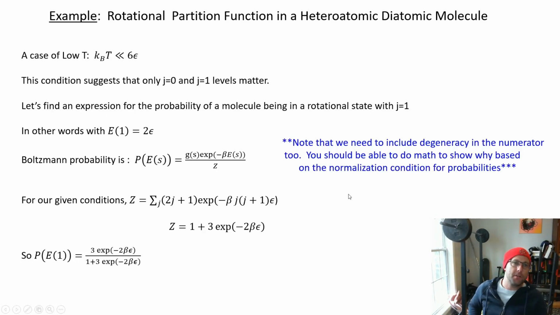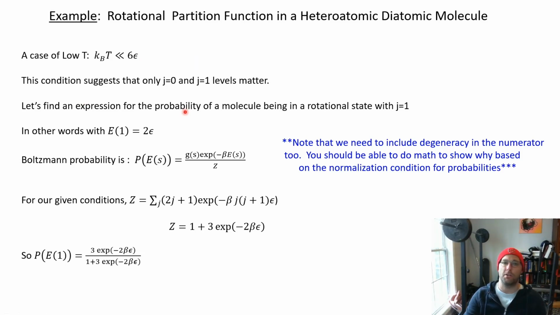Let's do low temperature first. So low temperature means k_BT is somehow less than that little epsilon factor. In this example, I want to say k_BT is less than about 6 epsilon. Why do I say that? Because it then allows me to suggest that only the J equals 0 and J equals 1 levels matter, right? The 6 epsilon comes from the fact that that is the energy spacing to the J equals 2 level. And so if the k_BT energy scale is less than the spacing to the J equals 2, we should feel pretty confident that we can ignore that level.